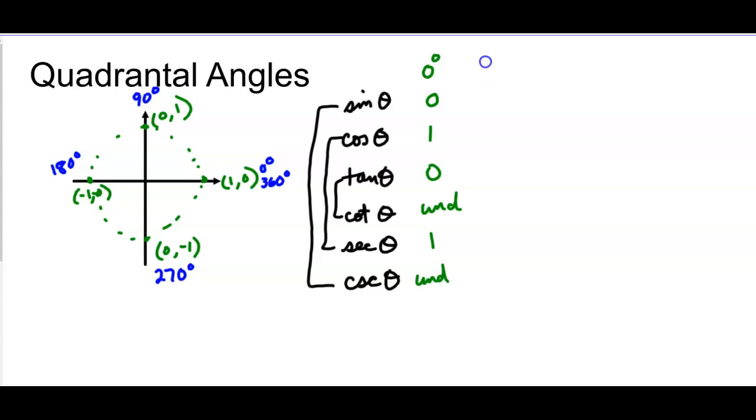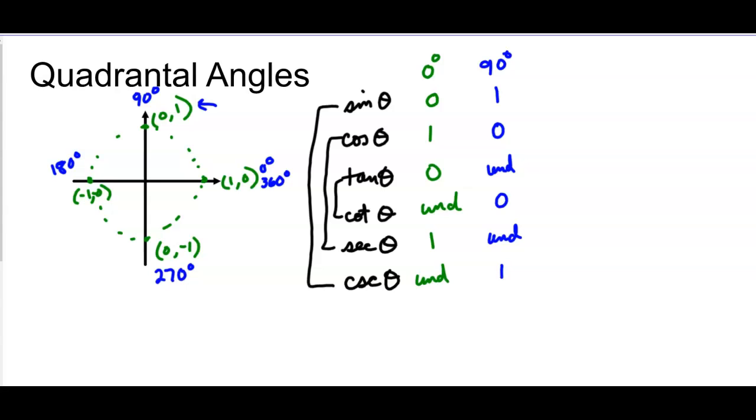Now, if I go to a 90 degree angle, and then I go up to this point, and I say, well, what is y? 1. What is x? 0. And then what's 1 over 0? Undefined. And then I have to do the reciprocals. So for cotangent, what's the reciprocal of undefined? Well, you could go cosine over sine, would be another way to do it. You're going to get 0. And then the reciprocal of 0 is going to be undefined. And then the reciprocal of 1 is going to be 1. So those would be the values for 90 degrees.